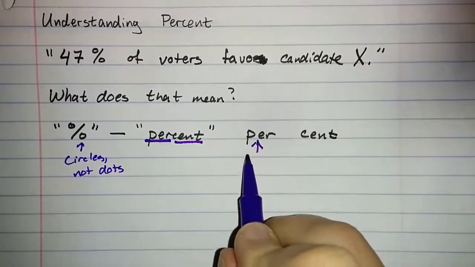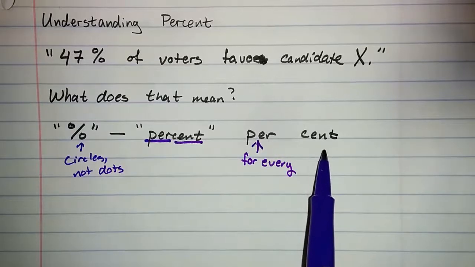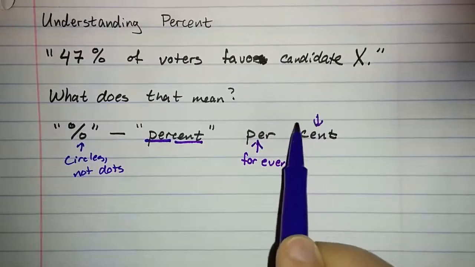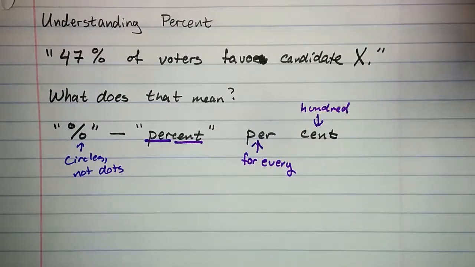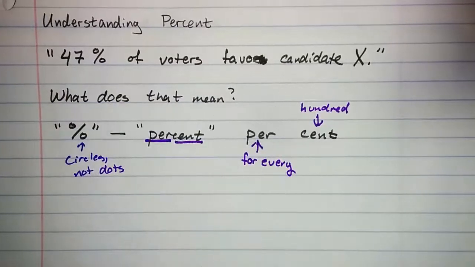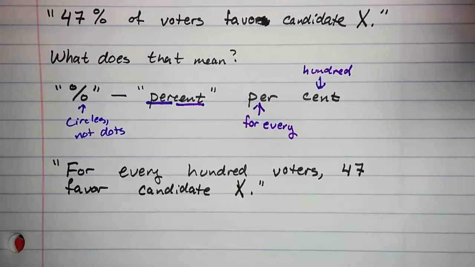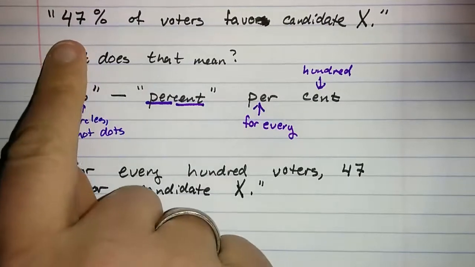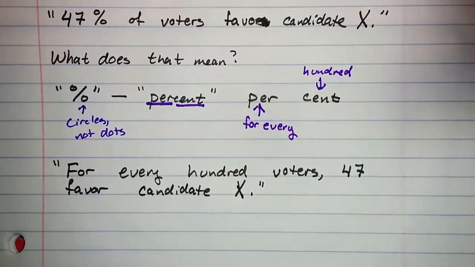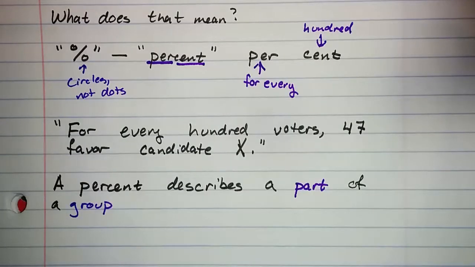Per means for every. And cent, that's like cents in a dollar. Cent means 100. So per cent literally means for every 100. What does that mean? If I say 47% of voters favor candidate X, that means for every 100 voters, 47 favor candidate X. So a percent describes a part of a group. Or it might describe something else that we'll talk about in a moment.